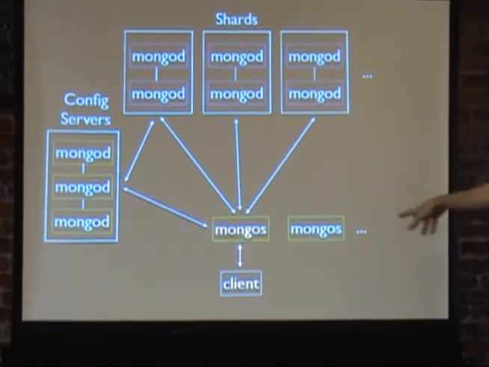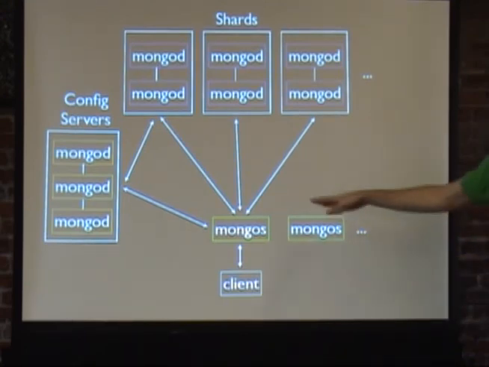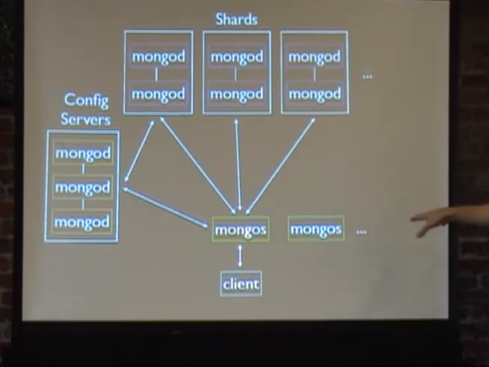And mongos is basically just a lightweight caching layer on top of that information. So you can have any number of mongos's, and you can talk to any one of them. There's really no communication going on here. It's all completely stateless. The state is all in the config server.